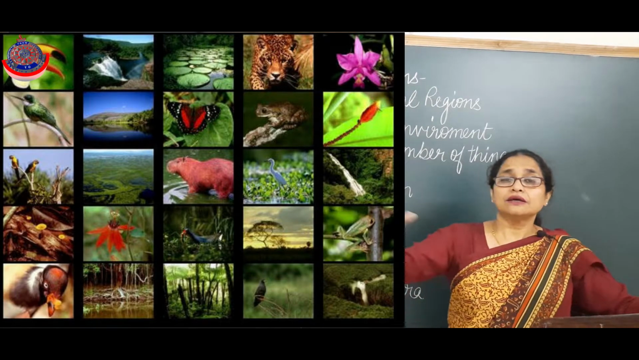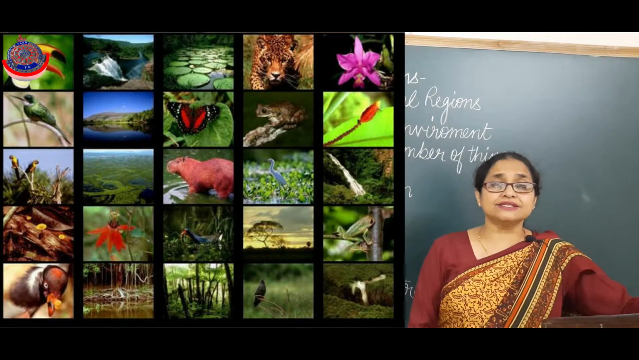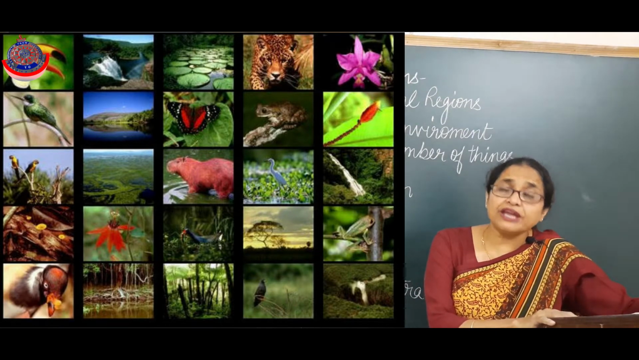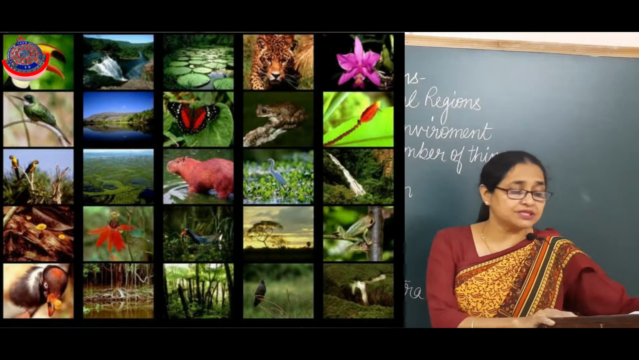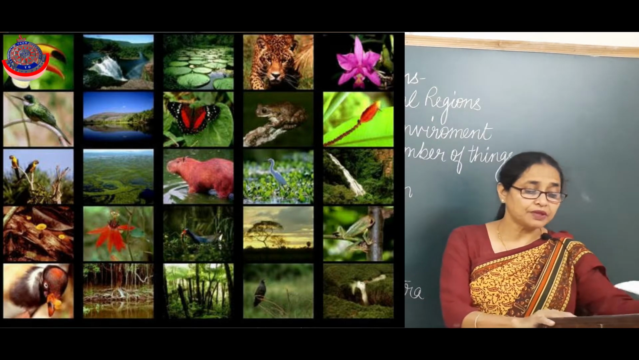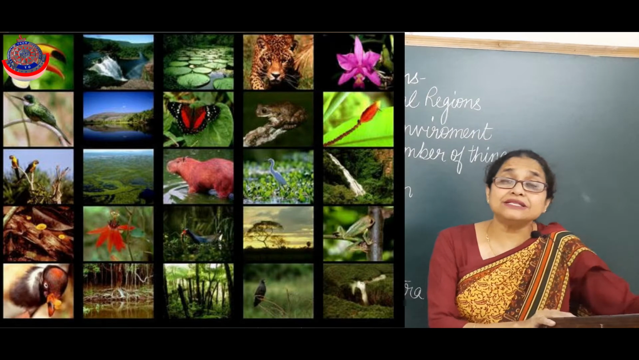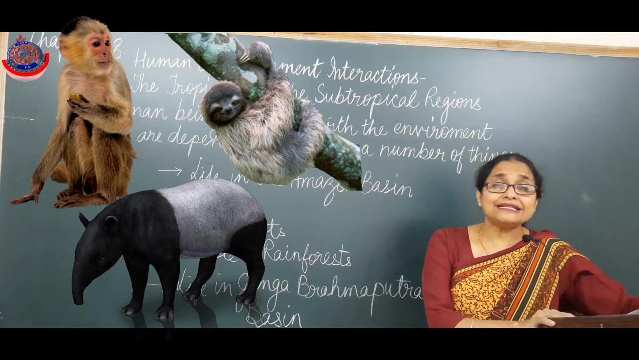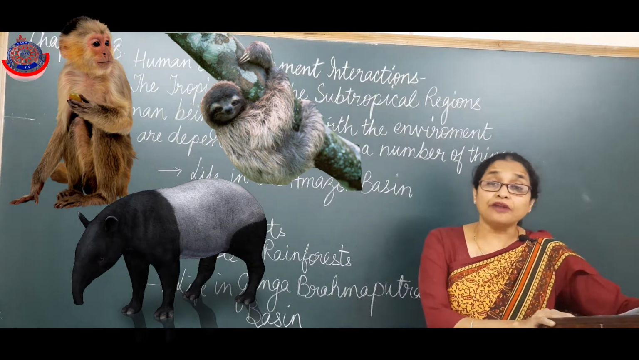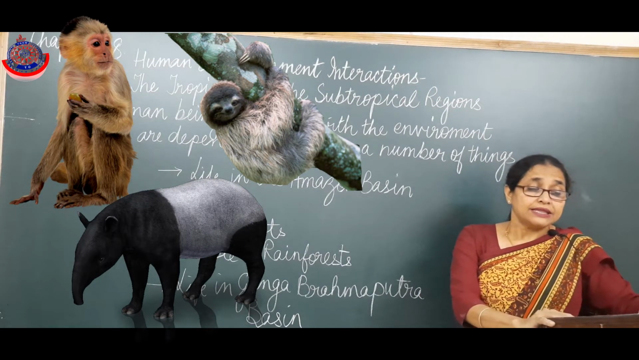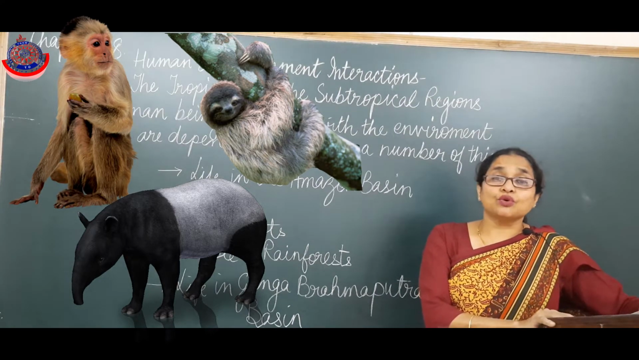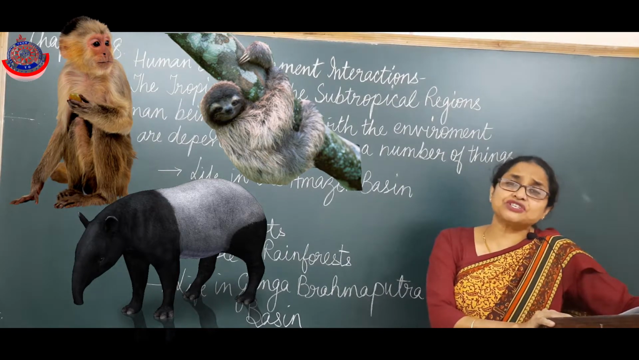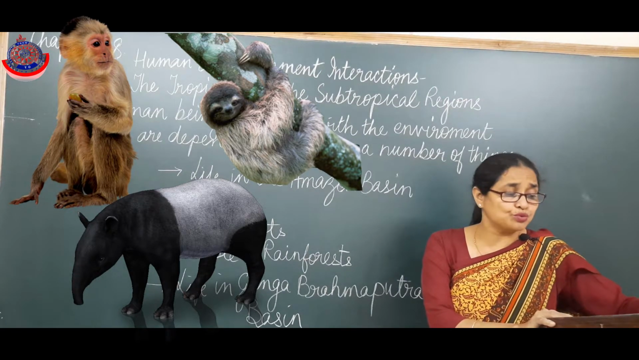Flora means various kinds of trees, herbs, and shrubs, and fauna are the various kinds of animals found there. To name a few, animals like monkeys, sloth, and ant-eating tapirs are found here. The basin is also home to many species of insects too.